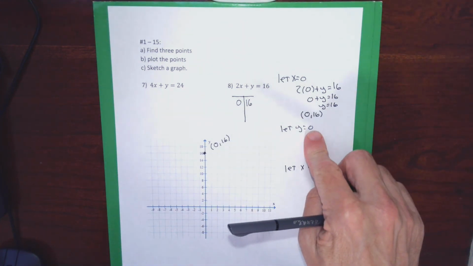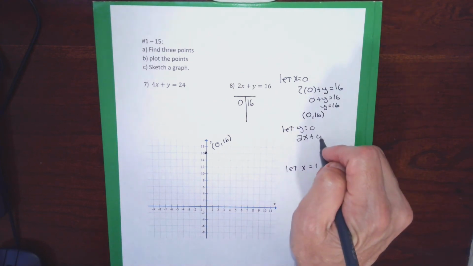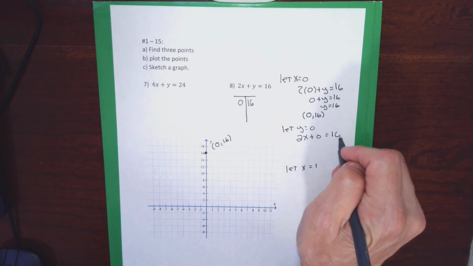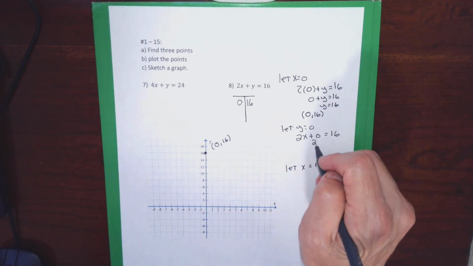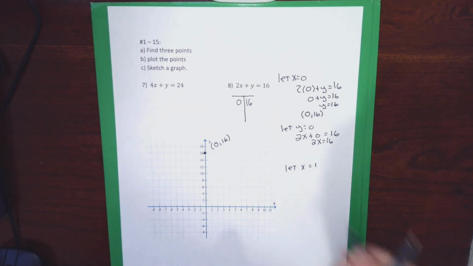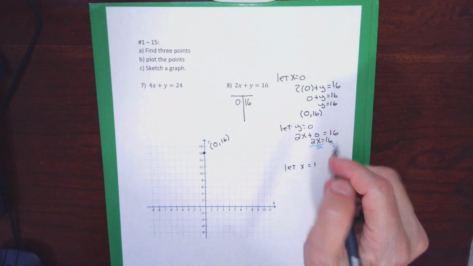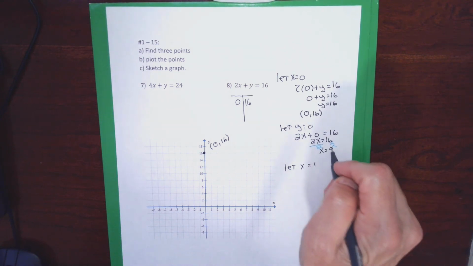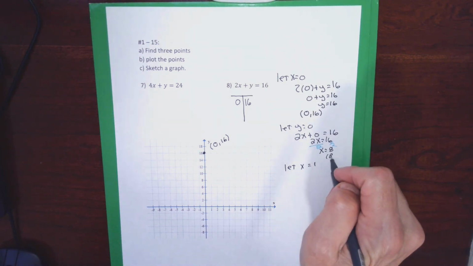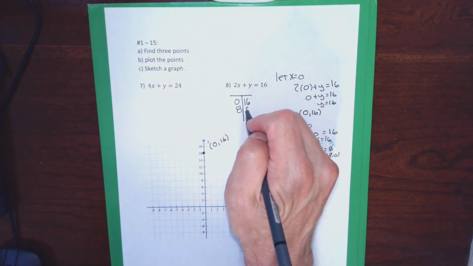Now I'm plugging 0 in for y, getting 2x plus 0 equals 16. The 0 goes away, I get 2x equals 16. Divide by 2, divide by 2. I get x equal to 8. That gives me the point 8, 0. And that's going to be on the x-axis.